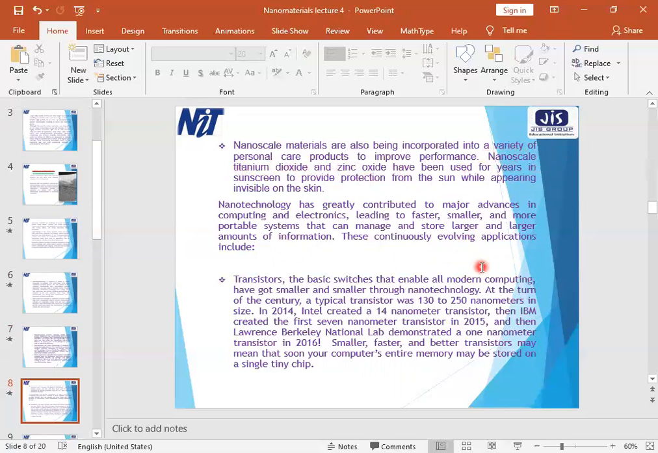So nanotechnology has greatly contributed to major advances in computing and electronics, leading to faster, smaller, and more portable systems that can manage and store larger and larger amounts of information. In the case of electronics, transistors, the basic switches, I told you earlier that transistors are made without use of a PN junction, just by using nanowires. The basic switches that enable all modern computing have got smaller and smaller through nanotechnology. So smaller, faster, and better transistors are formed using nanotechnology.